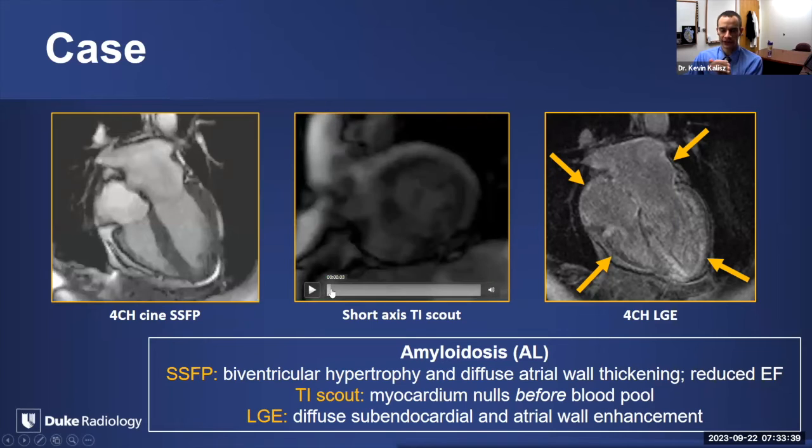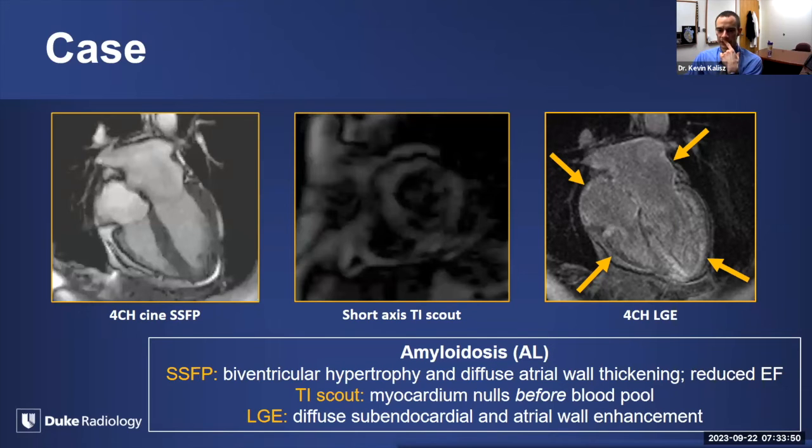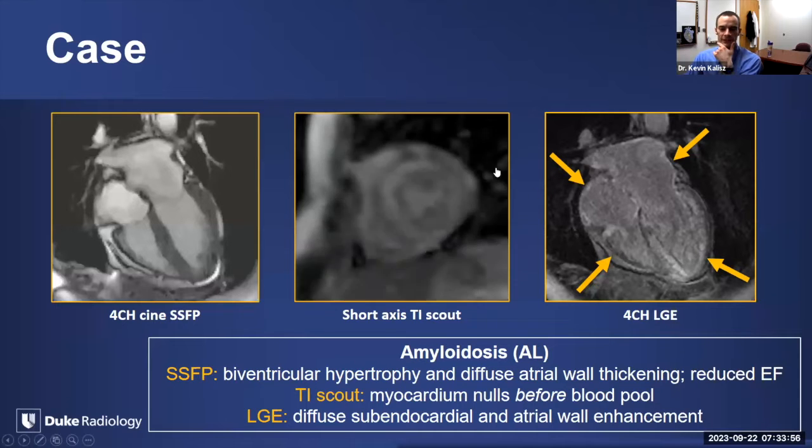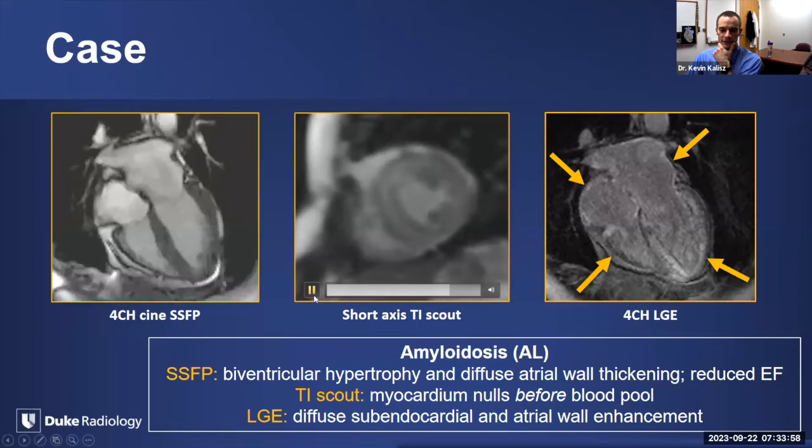right now, and I'll slow it down. So as I'm going here and progressively increasing the TI times, we can already see that the myocardium has become nulled. And then a couple time points later, the blood pool becomes null. So this is the flip-flop of what's normal, and this is actually pretty diagnostic unto itself for amyloidosis involvement.